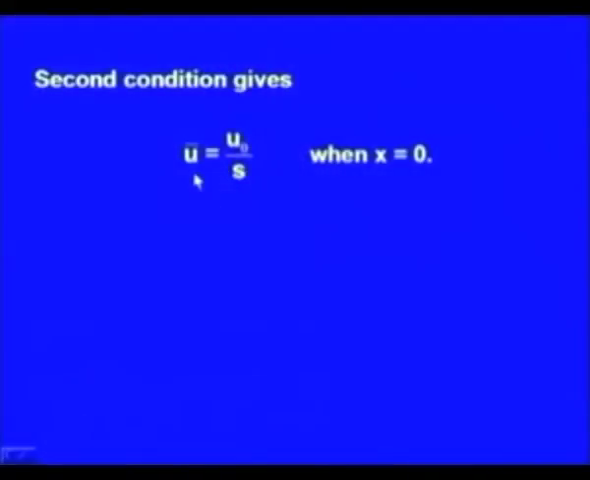The second condition is that at x equal to 0, u is equal to u naught. So, when you take the Laplace transform of that, that is, you multiply by e to the power minus s t and integrate with respect to t over 0 to infinity, what you get is u bar equal to u naught by s, when x is equal to 0.